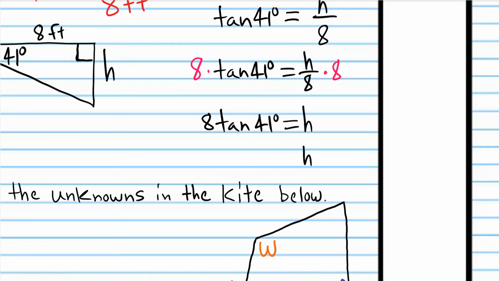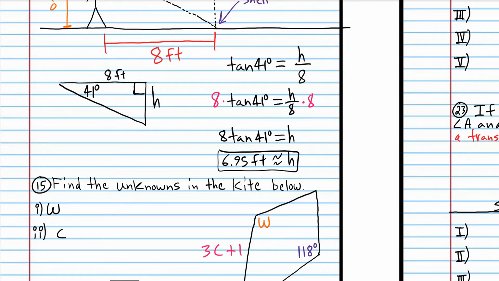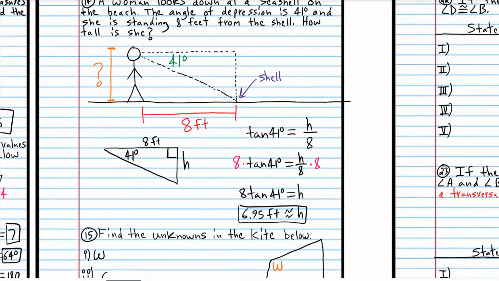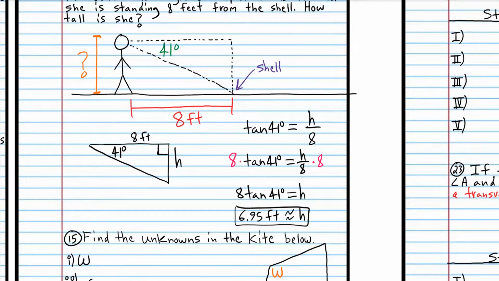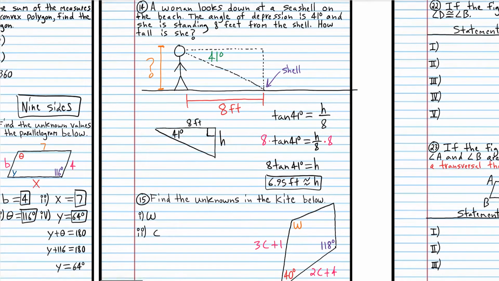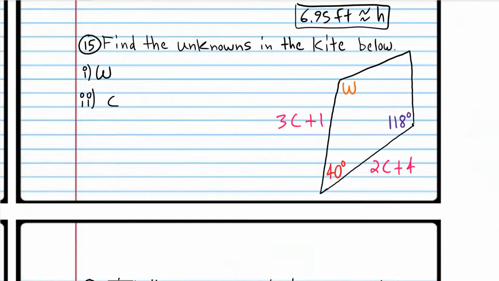This woman is pretty tall. She's 6.95 feet tall. So she's probably a basketball player or something. Now you could say 7. You could round it off to 7 feet, or you could say 6.954 feet. It doesn't really matter because the problem doesn't tell us what to round off to. All right, so if you got that one right, good job. Try number 15. When you come back, we'll do it together.